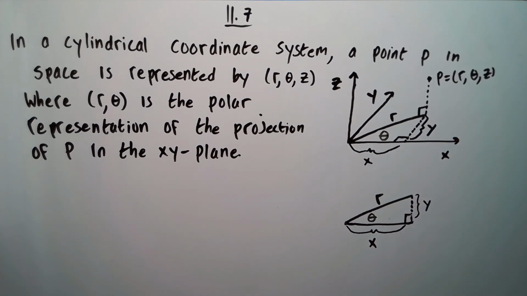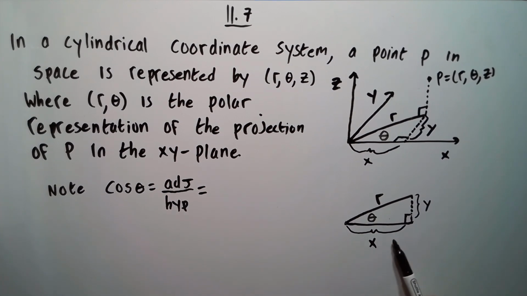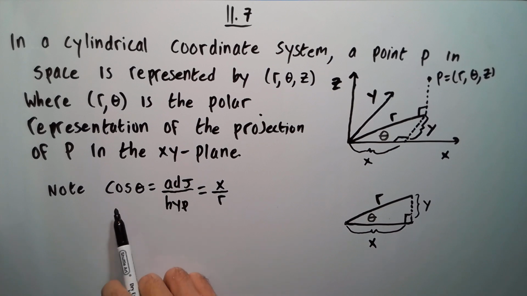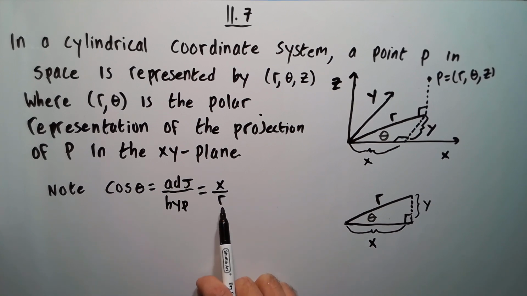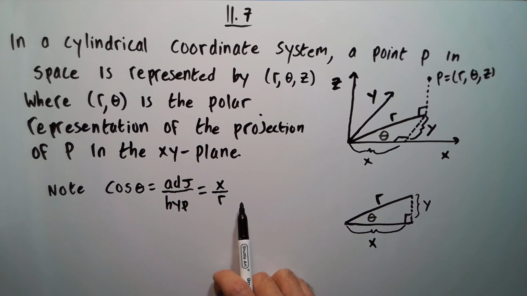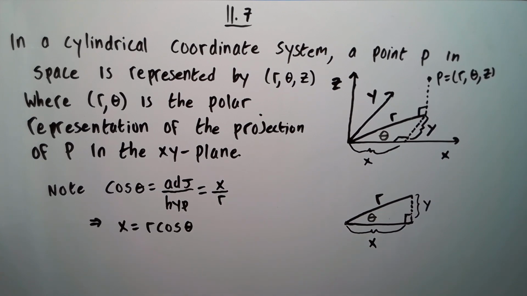Now let's make some observations using some trig functions. Let's look at first, say, the cosine of the angle. The cosine is adjacent over hypotenuse. The adjacent side here is x and the hypotenuse is r, so we get x over r. To solve this for x, let's multiply both sides by r. Doing that, we get x equals r cosine theta.